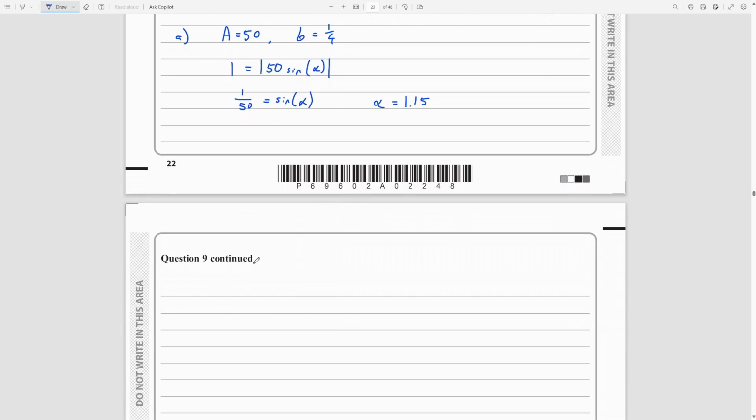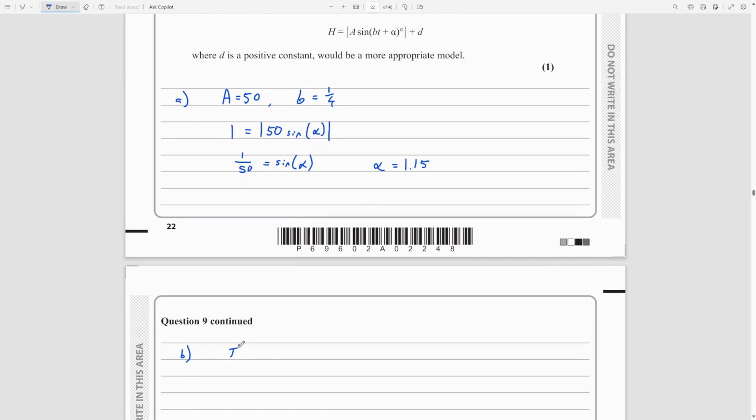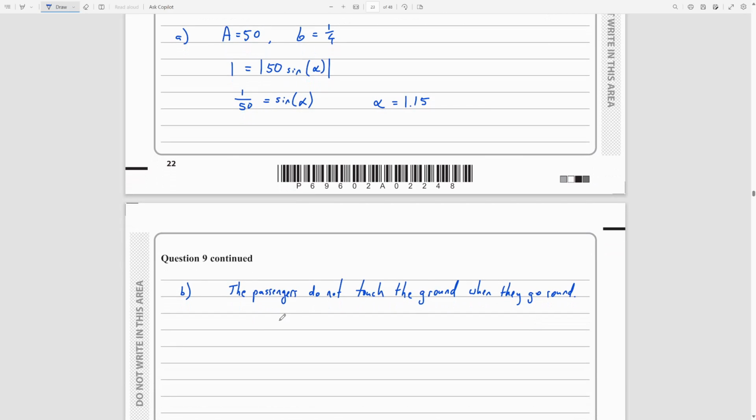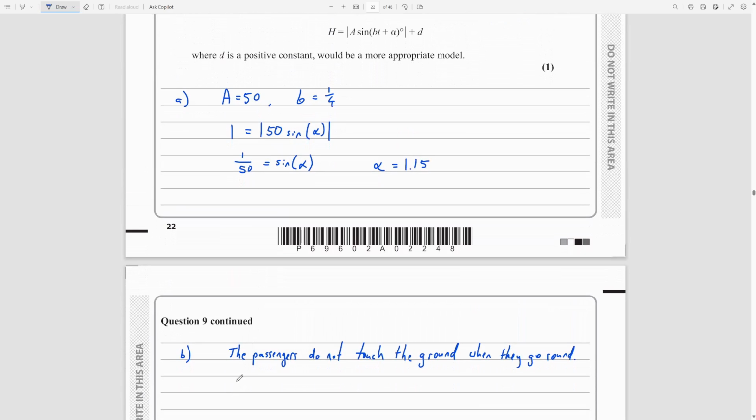So probably say something like, the passengers do not touch the ground when they go round. Whereas if we look at the original function, when h was equal to mod a sine bt plus alpha, it suggests they do touch the ground. So I think that's a reason why that model is more appropriate.